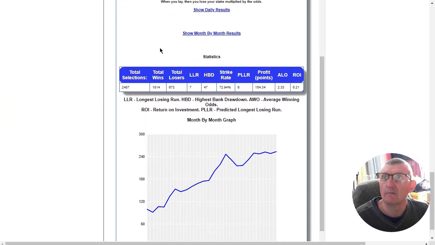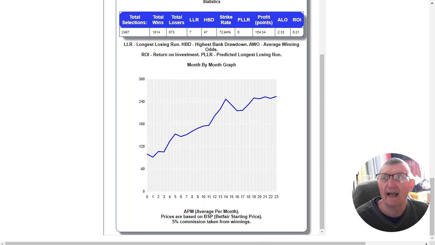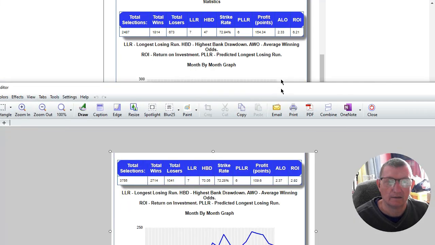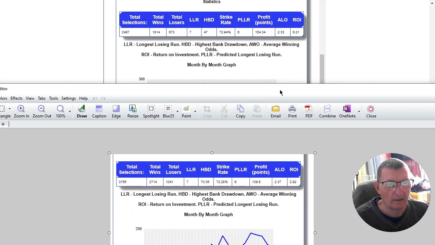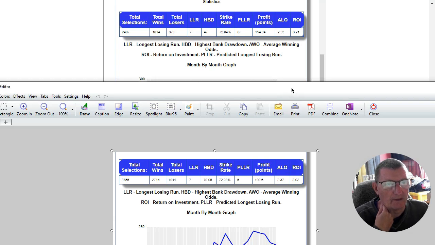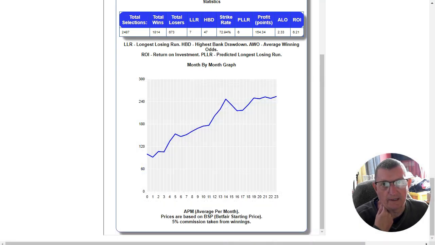Okay, so if we go back to what we had, we had 7 longest losing run, which we still got. Highest bank drawdown at 70, but we got down to 47. Strike rate, bit better. More profit, more ROI, and a slightly better average losing odds. So let's get rid of that one, and we're going to take a screenshot of this as our new standard.